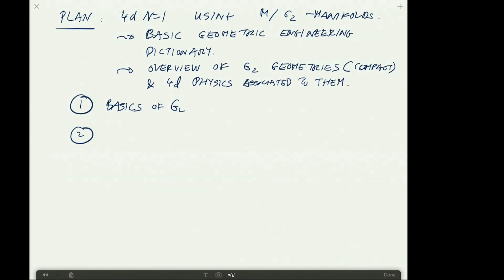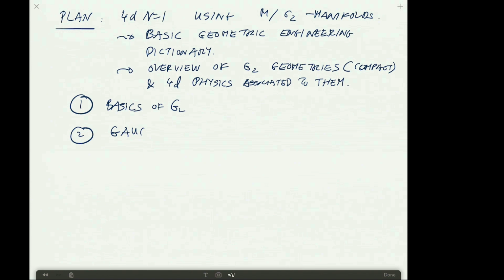I assume most of you were not around in this field when it had its first sort of burst of activity, which was in the late 90s, early 2000s. So for Calabi-Yaus, everyone has some understanding of the basics of them. For G2, I think that's less the case.